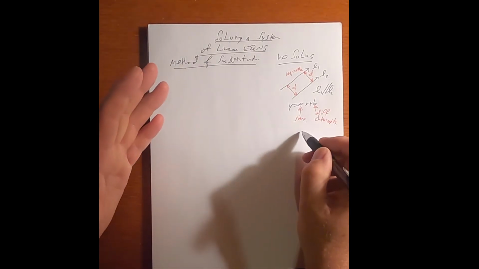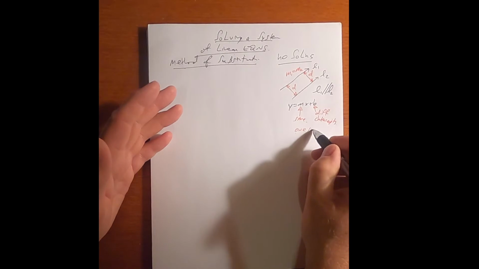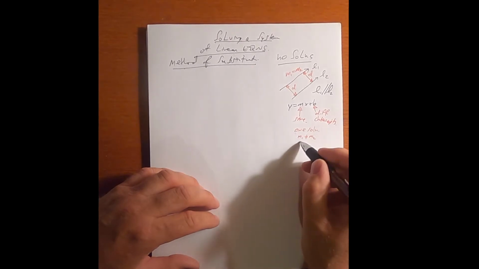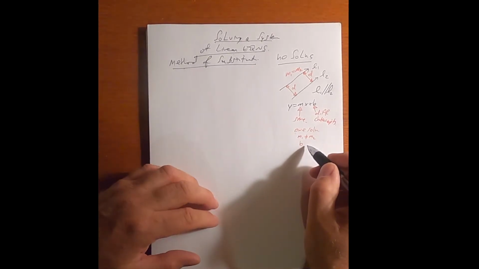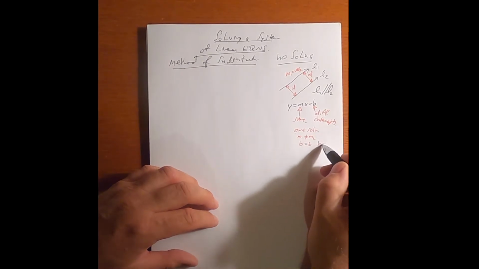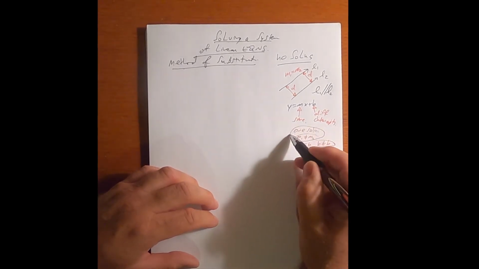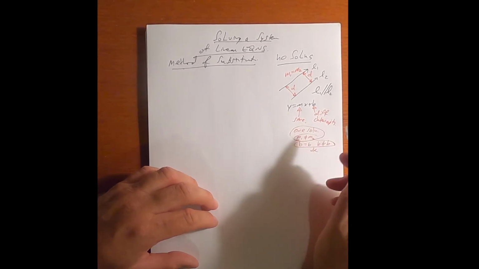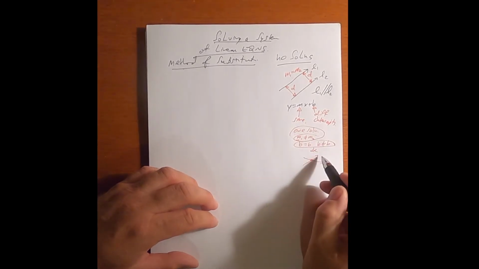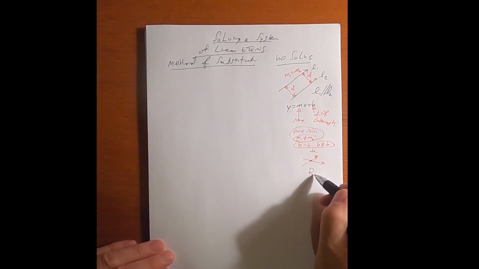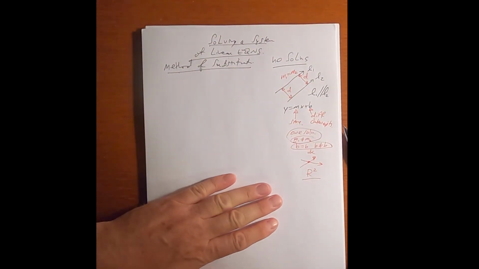Recall, when we have one solution, m1 is not equal to m2. It doesn't matter if b1 equals b2 or b1 does not equal b2; either way is okay. The slopes are different, and when the slopes are different, these lines have to cross somewhere in two-dimensional space. We call that R2. In three-dimensional space they may never cross, but in a plane, they will cross.